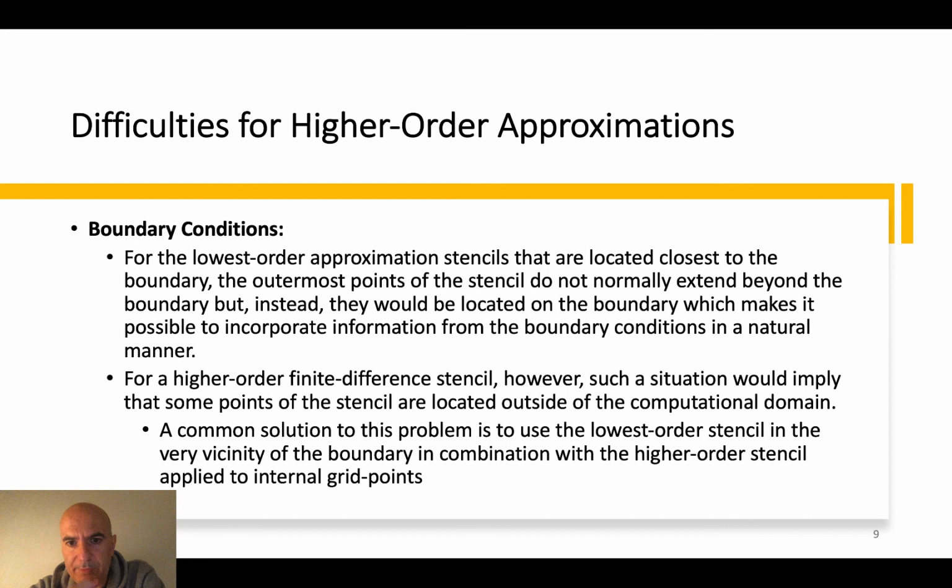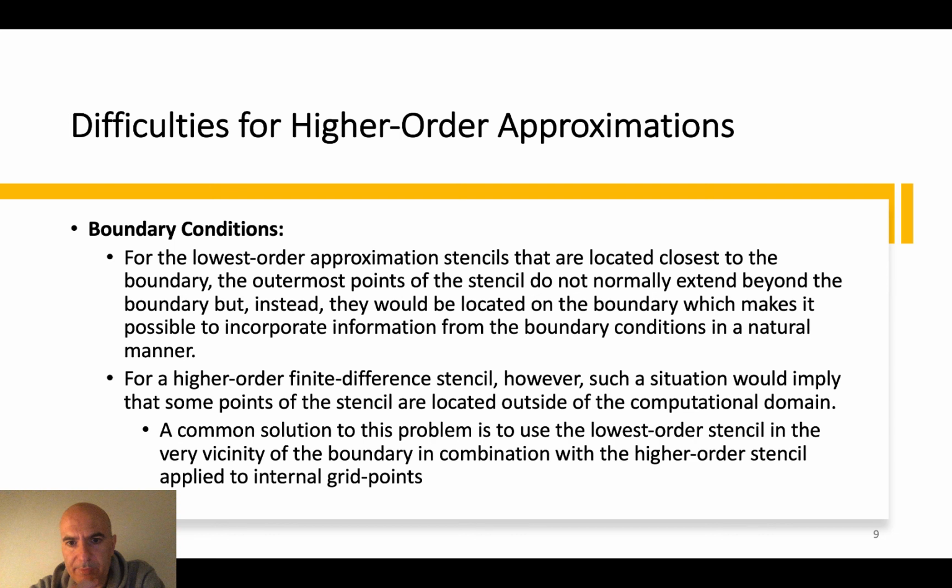The point is that at the boundary, we often don't have too many points where we can include our boundary condition. We saw that for the lowest order approximation, for stencils located closest to the boundary, the outermost points of the stencil do not normally extend beyond the boundary, but instead are located on the boundary, which makes it possible to incorporate information from the boundary condition in a natural manner. So for the lower order approximation, where we just need 1 point, putting the boundary condition is quite easy. However, for a higher order finite difference stencil, such a situation would imply that some points of the stencil are located outside the computational domain.